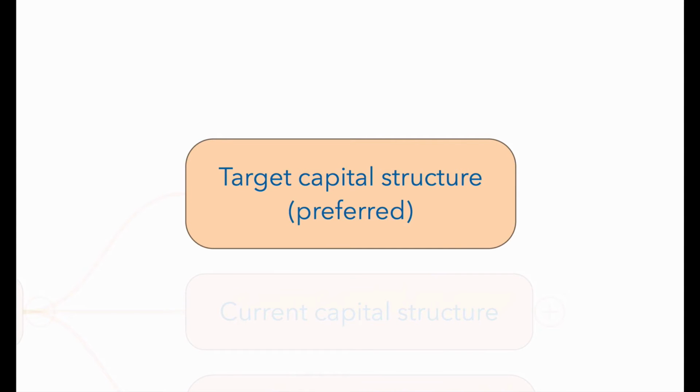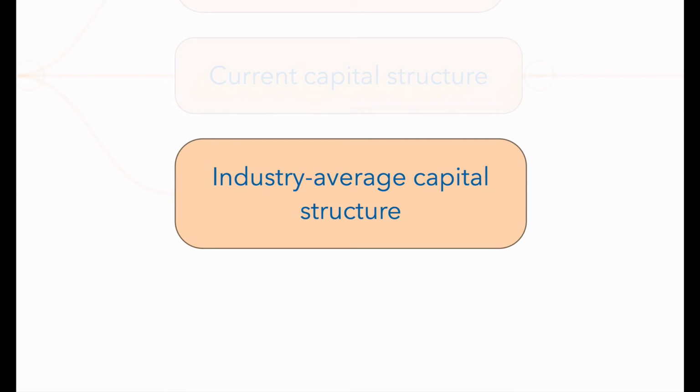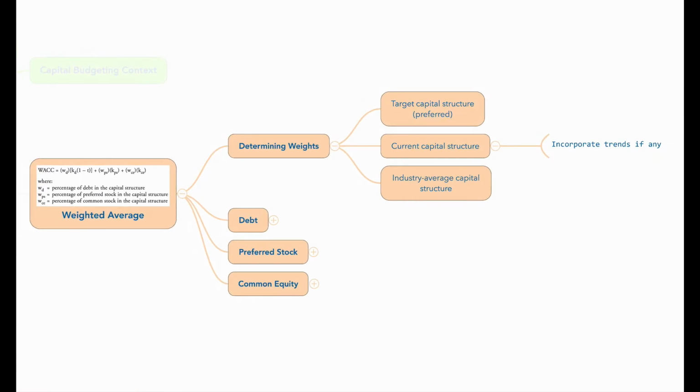The first alternative is to assume the company's current capital structure at market value weights for the components, including adjustments for any obvious trends in that capital structure. Alternatively, we could use the industry average capital structure, in which we use comparable companies' capital structures as the target capital structure. Next, let's look at debt.